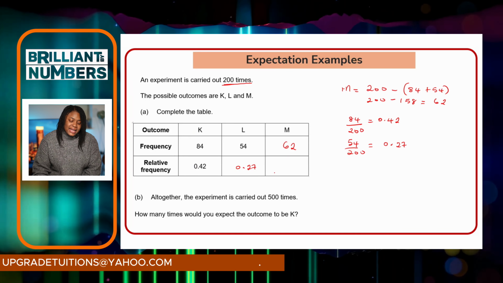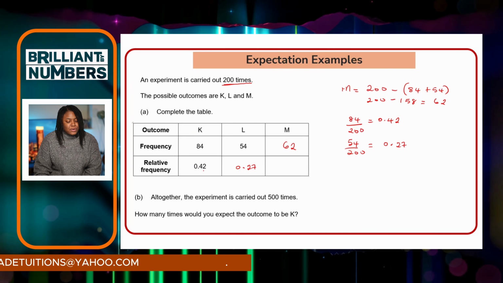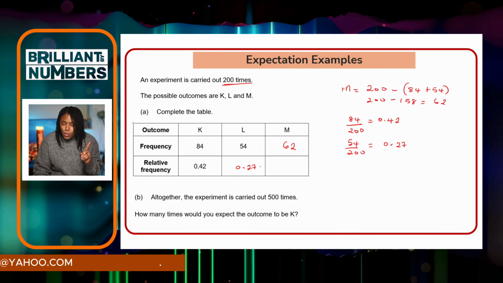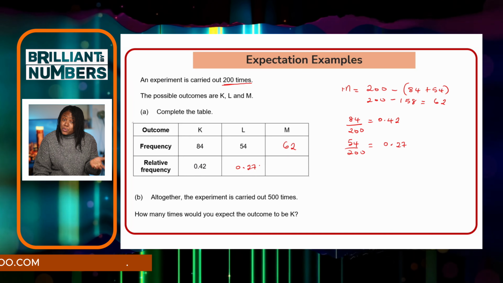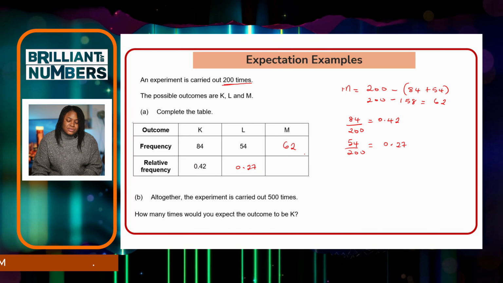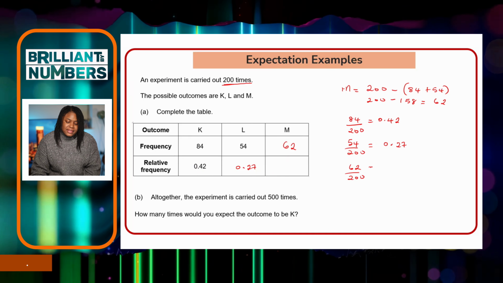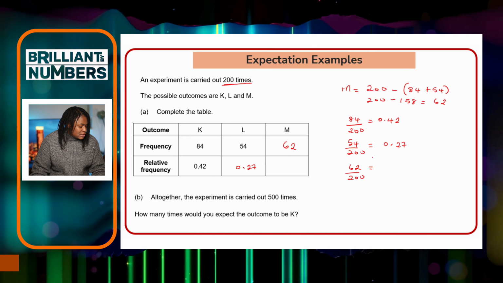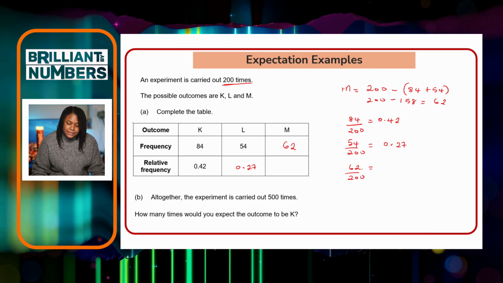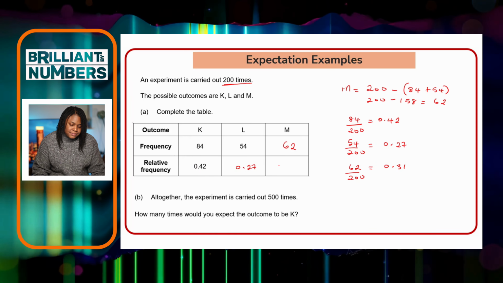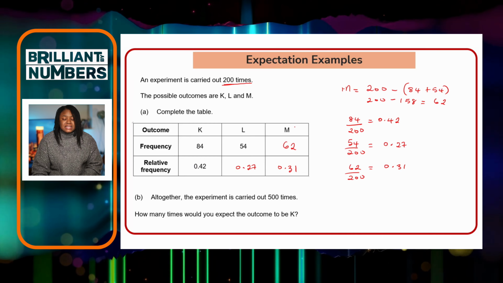Now for M, I can either add 0.42 and 0.27 and subtract it from 1, since probability adds to 1, or I could just do the same, 62 divided by 200. And that will get me my answer. So 62 divided by 200 gives me 0.31. So now I have completed the table.